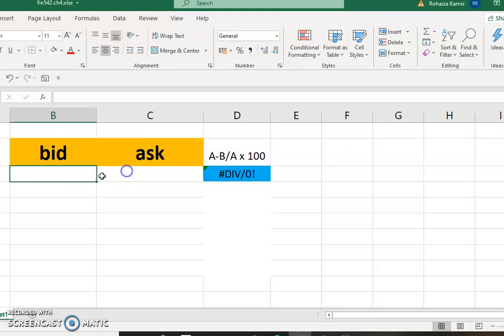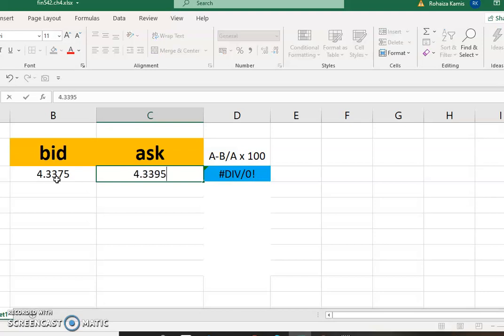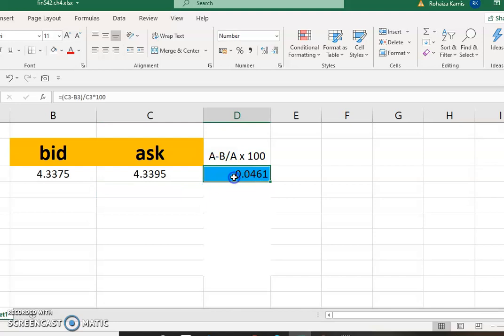So we just put in the bid price for the example quotation, 4.3375, and then this one is 4.3395. So to calculate the bid-ask spread, it is this one, 4.3395 minus 4.3375, divided by 4.3395 and times 100. You will get 0.0461%.